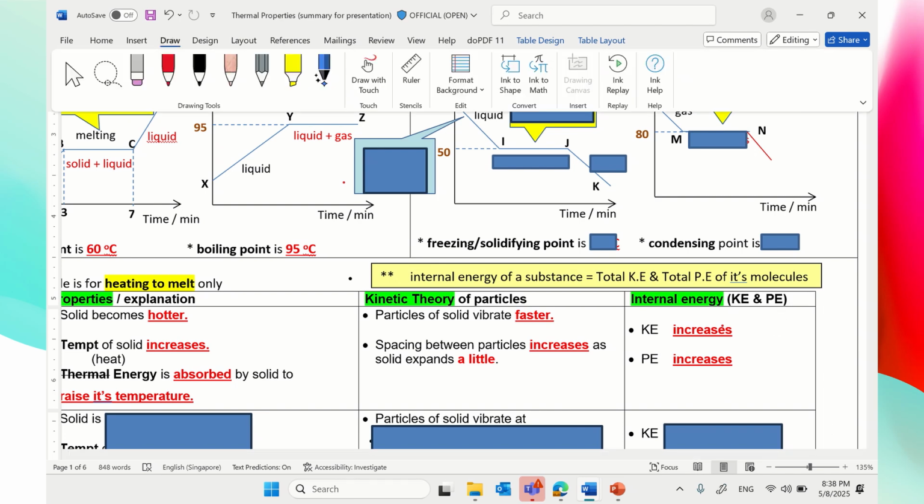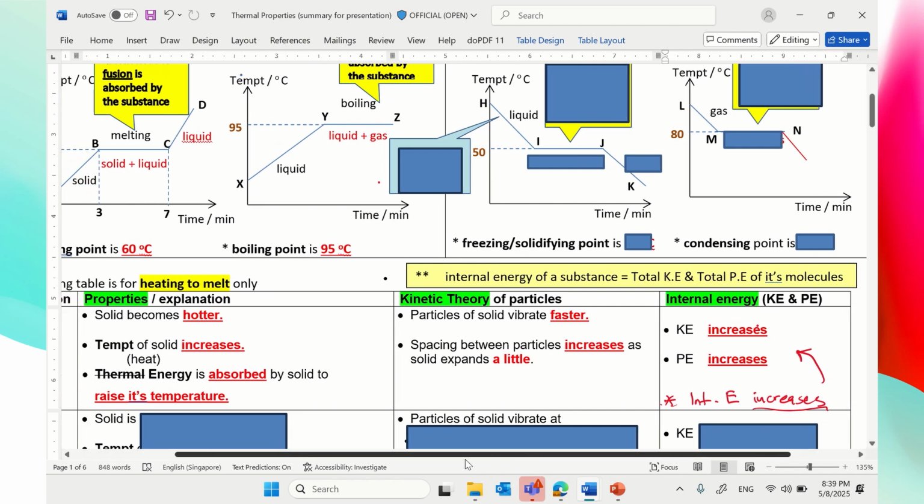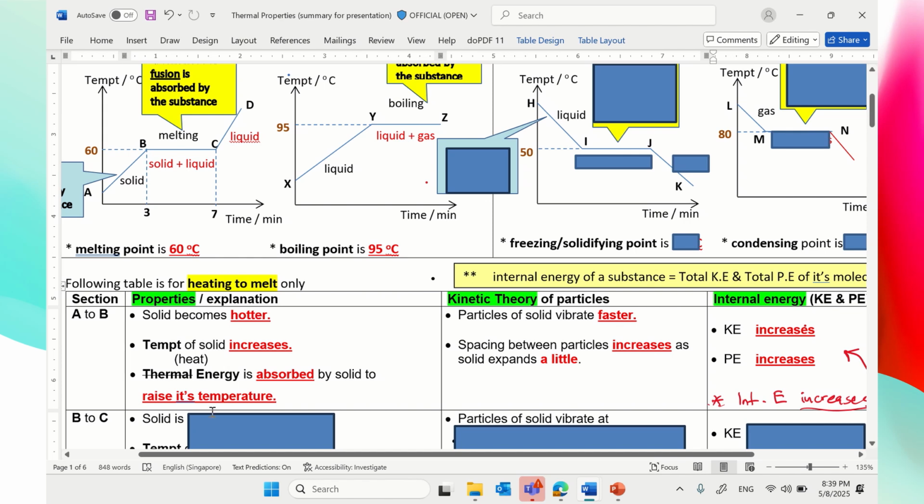Let me write it here. So in this case, we say the internal energy increases, because both KE and PE increase. So the internal energy increases. You can fill that in your notes as well. So I'm going to explain portion by portion of the graph by looking at the physical part of it, the kinetic theory part of it, and how this contributes to the internal energy of the matter in that state.